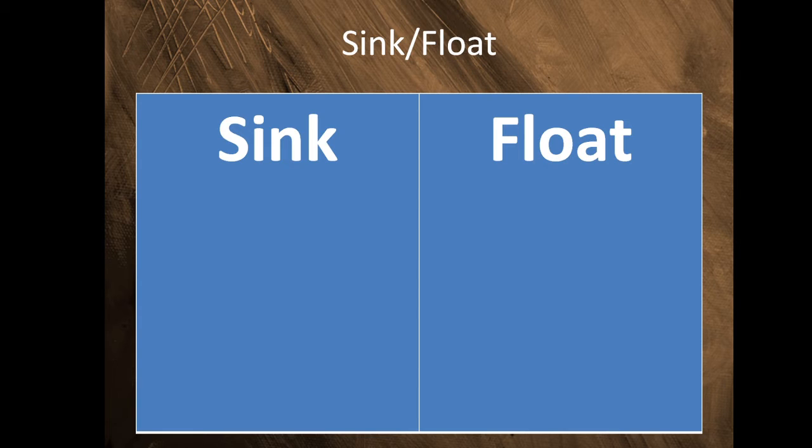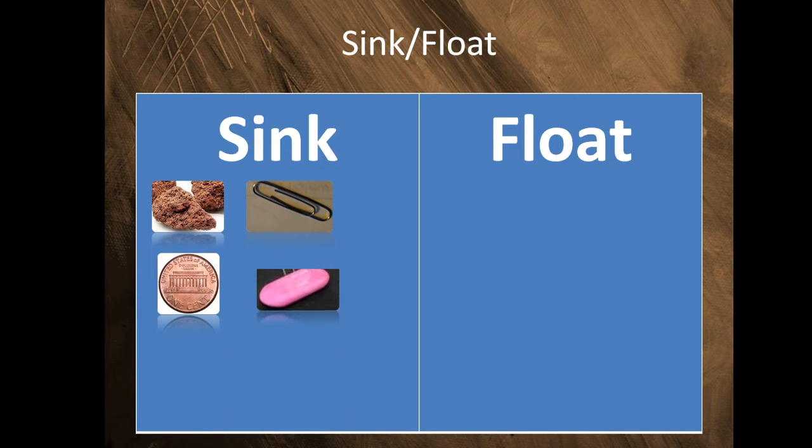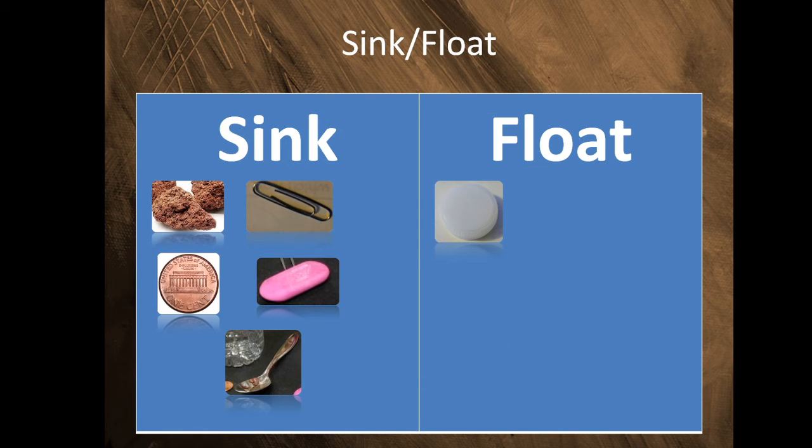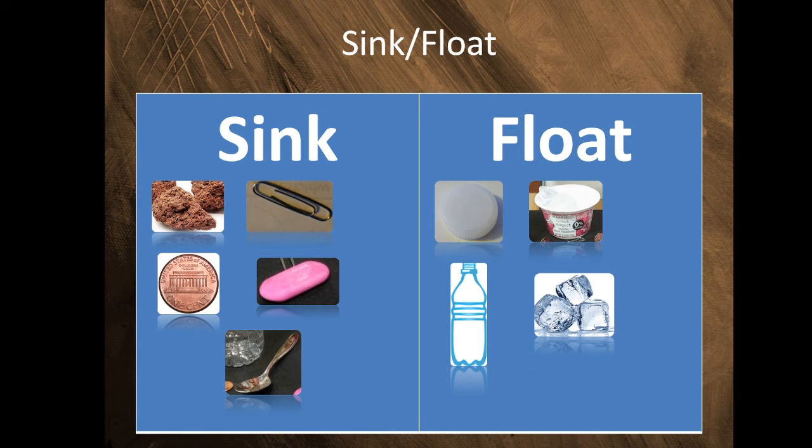So for sink, this is what I have. The rock, the paperclip, the penny, eraser, spoon. Did you have those? If you have those, give yourself 2 points. Now for floating. The bottle cap, the yogurt cup, the bottle, ice. Do you have those? Give yourselves 2 points.